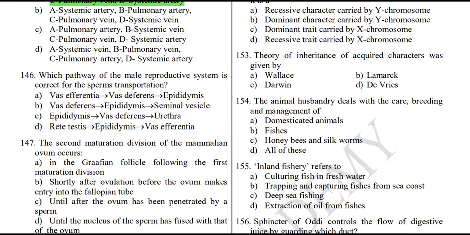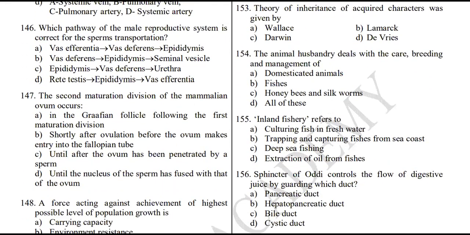Okay, the next question. In which of the following pathways in the male reproductive system does the sperm actually move? Yes, it moves from the epididymis only. It's not from the vasa efferentia and vas deferens. It goes from the epididymis and then to the vas deferens. So vas deferens to epididymis is ultimately wrong. So epididymis to vas deferens and urethra is a correct statement. Okay, yes.